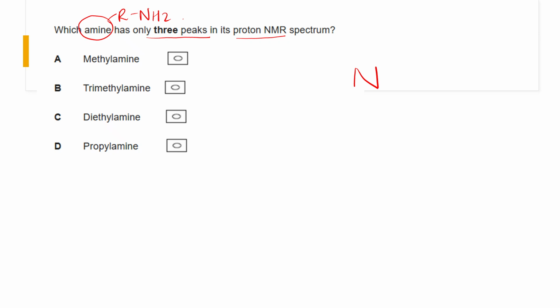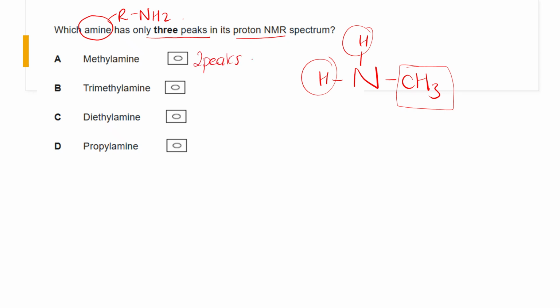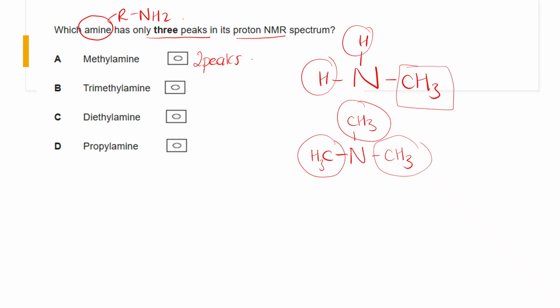So we've got methylamine, so we've got NH2 and then a CH3. When we look at this, the 2 H's on the N are going to be the same environment because they're bonded to the N. And these 3 are going to be a different environment. So this one has 2 peaks. When you look at trimethylamine, the name should give it away, but sometimes we need to draw it out. We've got trimethyl, so 3 methyls on our amine. This is a tertiary amine. If we've got 3 of the same group attached to the same atom, that is 1 peak. They are all in the same environment.